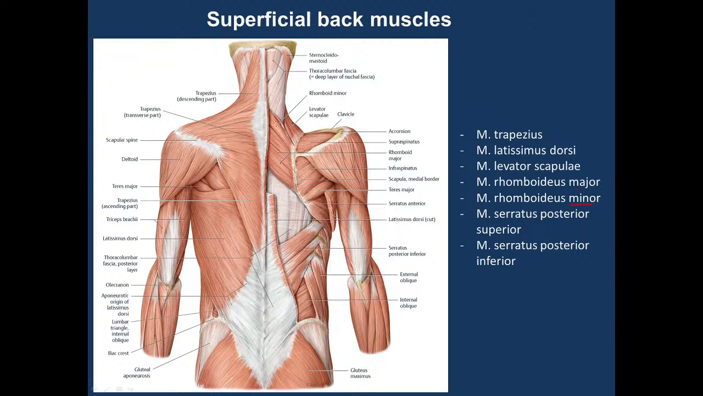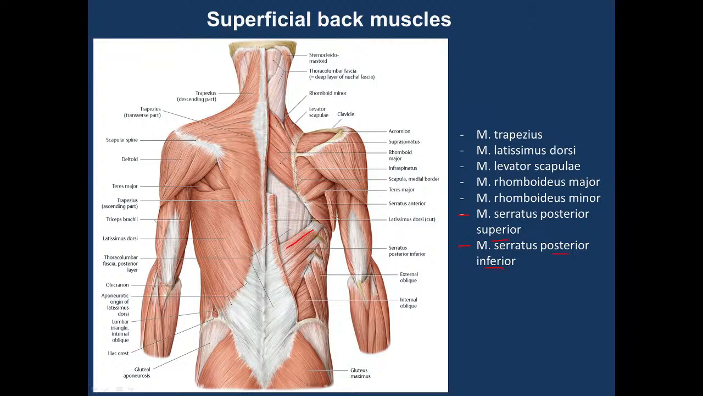The next is the rhomboideus major and minor. These are two muscles. The small one is rhomboideus minor, but the large muscle here is the musculus rhomboideus major. This one. And two muscles which are connected with the ribs. These are the musculus serratus posterior superior and posterior inferior.